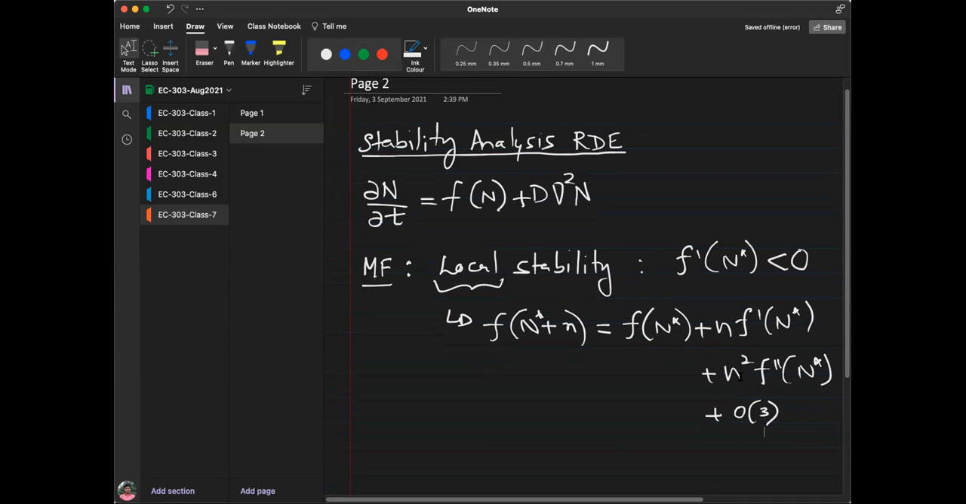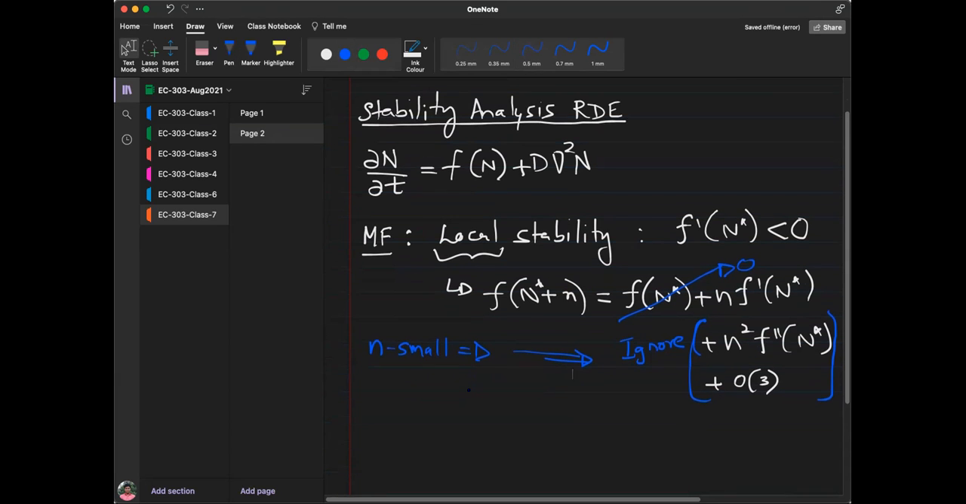So what does local stability analysis mean? Of course, the first term is 0 anyway. Local stability analysis means that I'm going to ignore all these terms. So n is sufficiently small, which implies I'm going to ignore all these terms. Is that fine? And this is usually true when f double prime of n star is non-zero. So this is the criterion that we had for the mean field local stability.